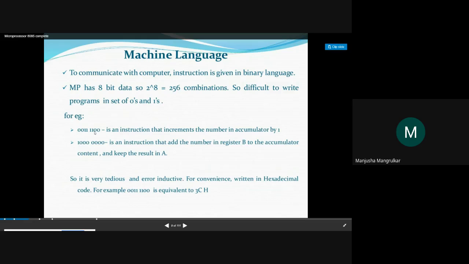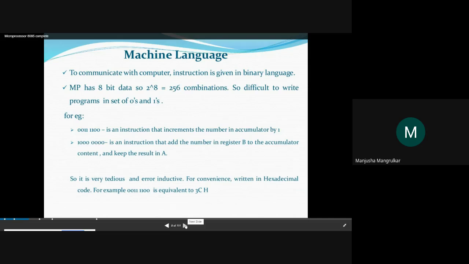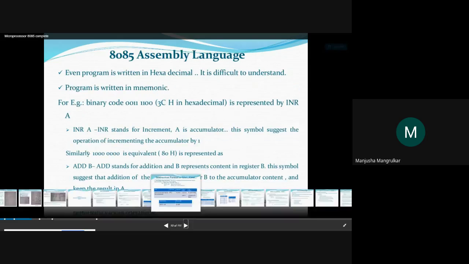So instead of this, we write the instructions in hexadecimal code. For example, 0011 1100 is equivalent to 3C. So 3C is one kind of instruction code. What does 3C do? 3C increments the accumulator data by 1. We'll see that later on. You will understand while performing the program.